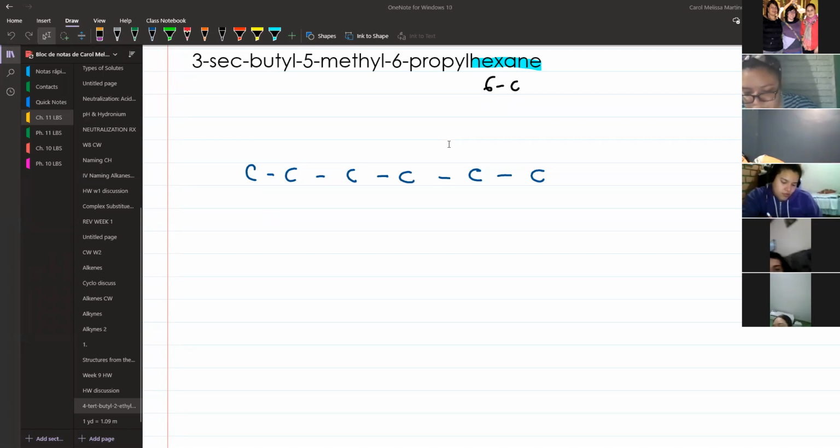It says that in position 6, I need to locate propyl. So to know what position 6 is, I will indicate a position for every carbon. So this is going to be my carbon 1, 2, 3, 4, 5, and 6. As simple as that.